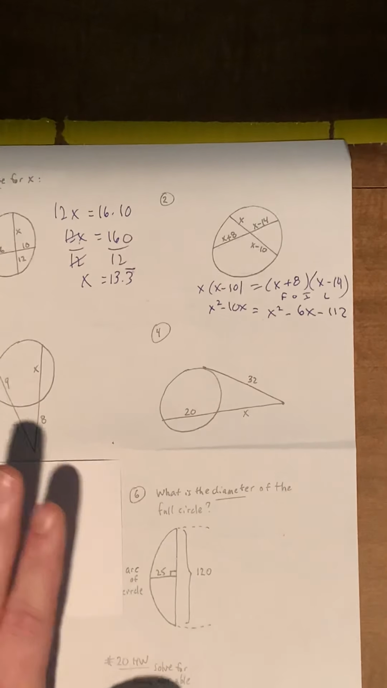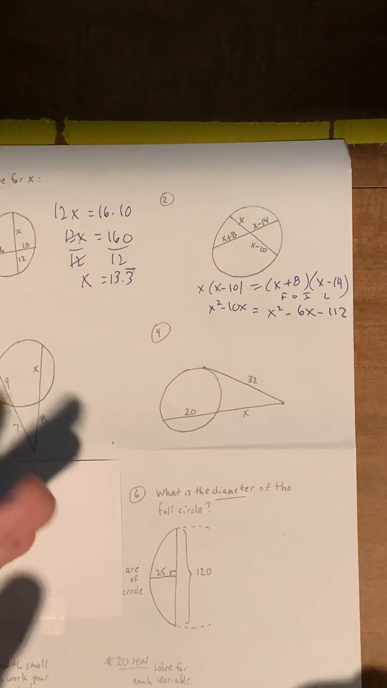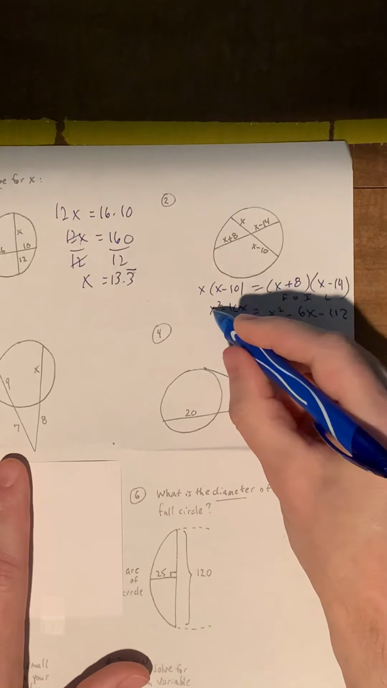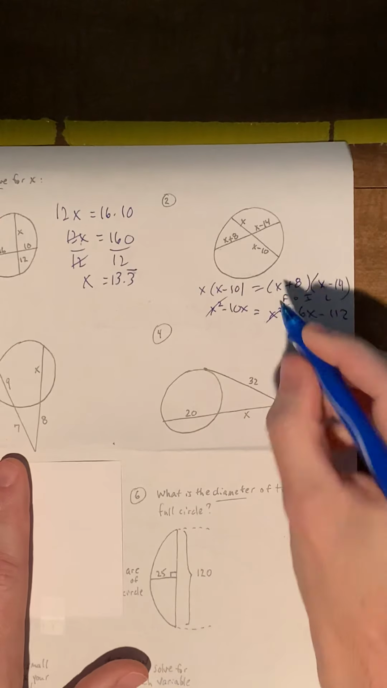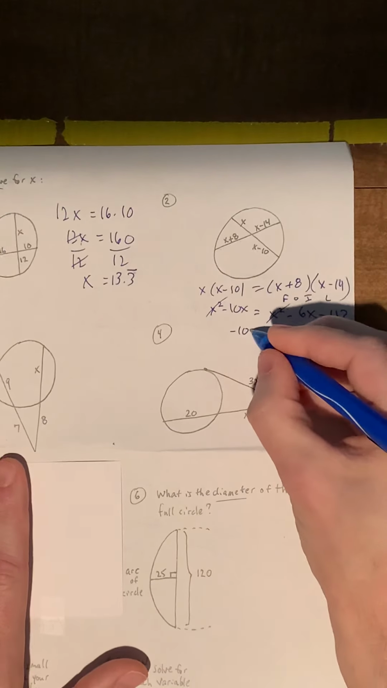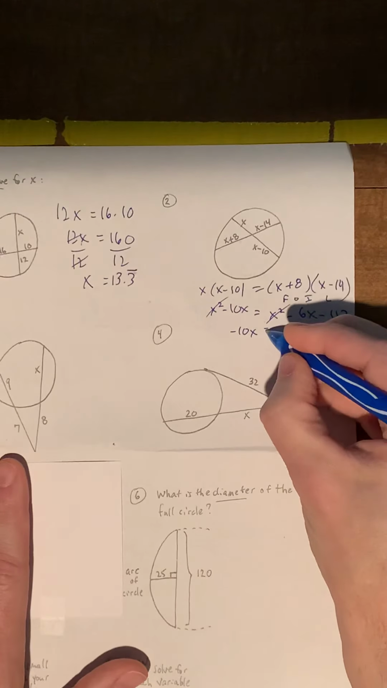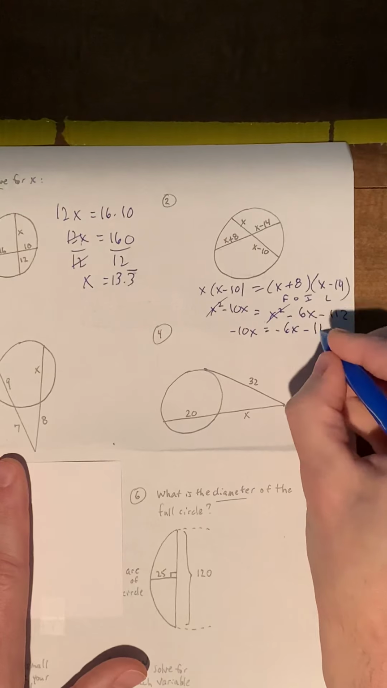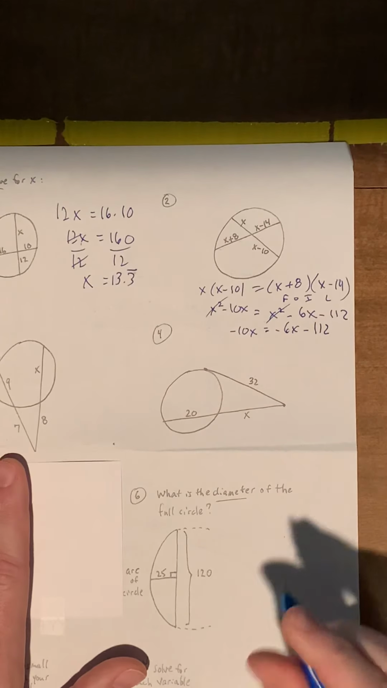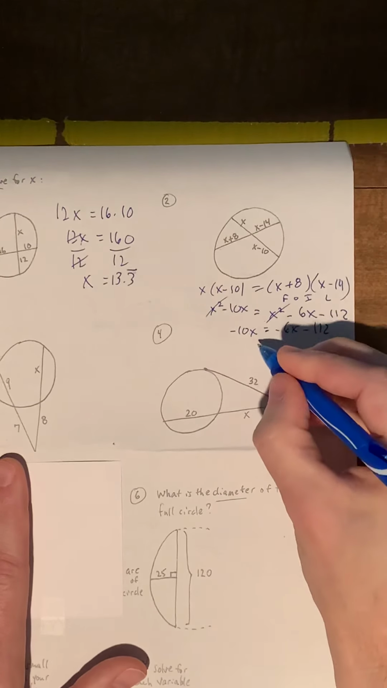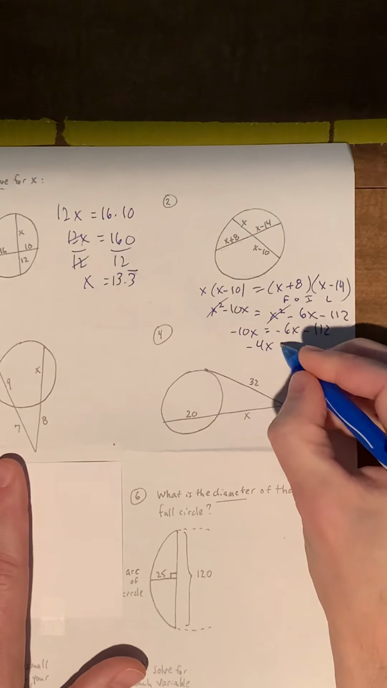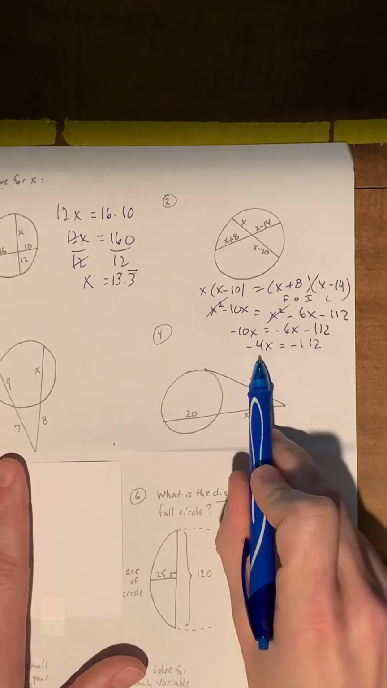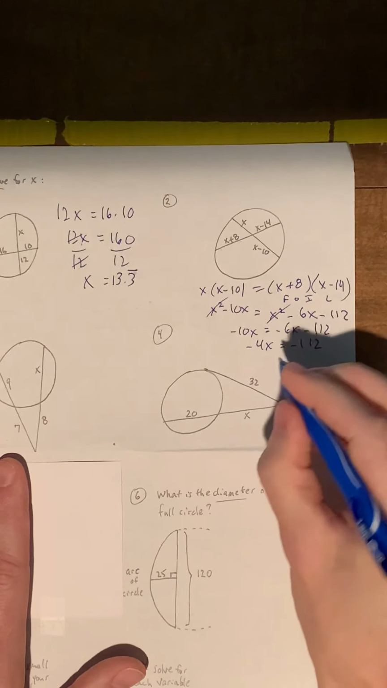Now this might look like you have a complicated quadratic equation, but the x squareds are going to cancel because you subtract x squared from each side. So you have negative 10x is equal to negative 6x minus 112. And now you simply solve for x. Add 6x to get negative 4x. And if you divide both sides by negative 4 to solve for x, you get positive 28.